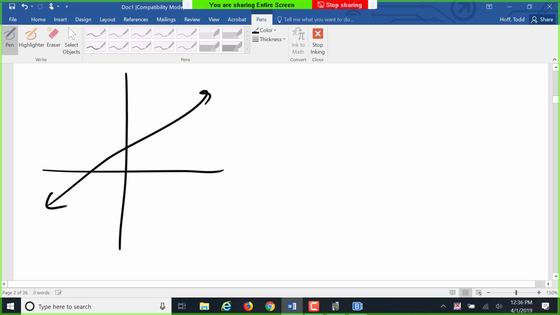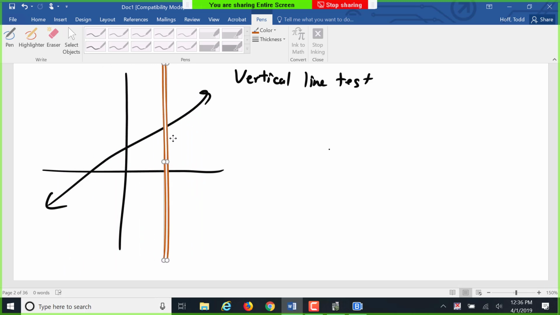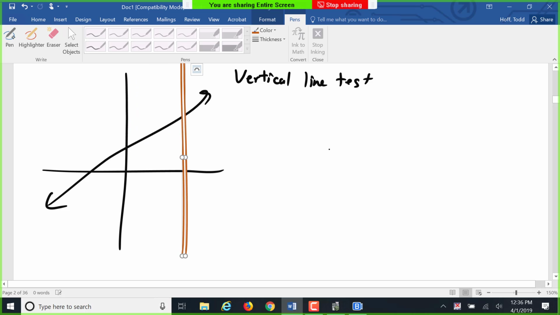Is that graph a function? Yes. How did we test graphs to make sure they're functions? Vertical line test. Perfect. What that meant is we take a vertical line and move it across the graph. If at any point that line crosses the graph itself more than once, it's not a function. Well, here, no matter where we slide that line, it only crosses the graph once. So that is a function.